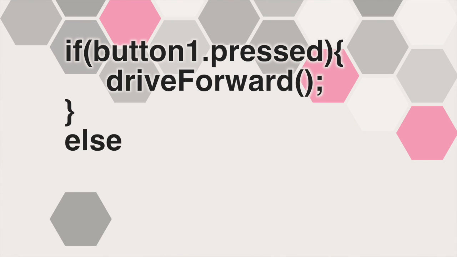Another example is when I work with my robotics team, we use if statements a lot for controlling the robot. So you might say if button 1 is pressed, drive forward, and else stop.